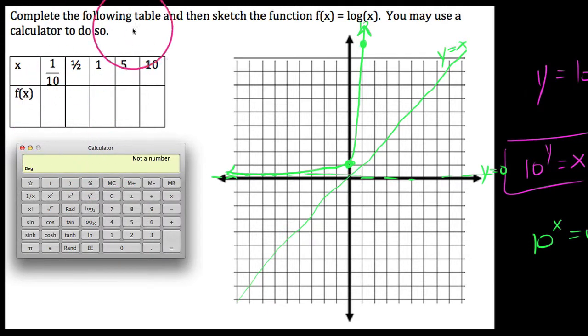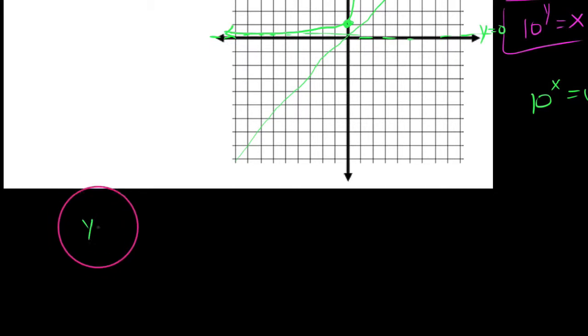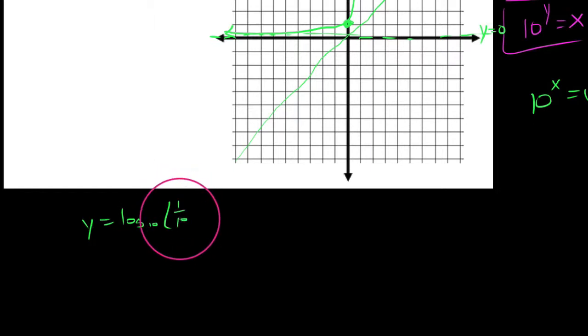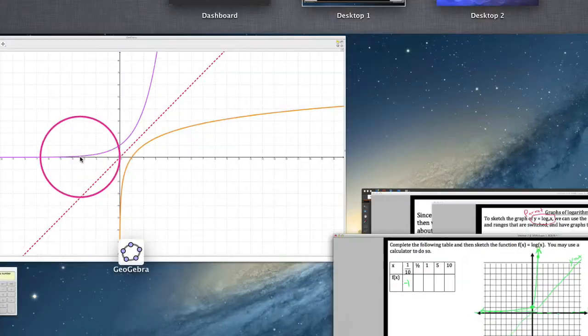We say, how about this? Plug in a tenth. So we say y equals log base 10 of a tenth. I don't need a calculator to necessarily do this one here. We say, what could I take 10 to the power of to get 1/10? Well, 10 to the power of 1 would be 10, so 10 to the power of negative 1 would be 1/10. So I should get negative 1. But I do want to use a calculator to check this out.